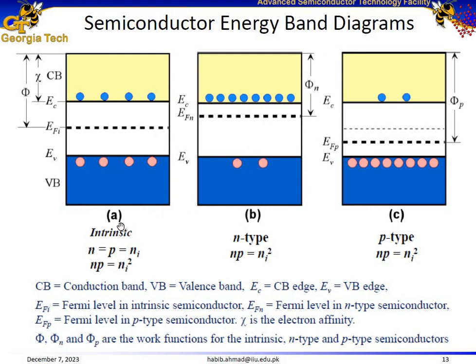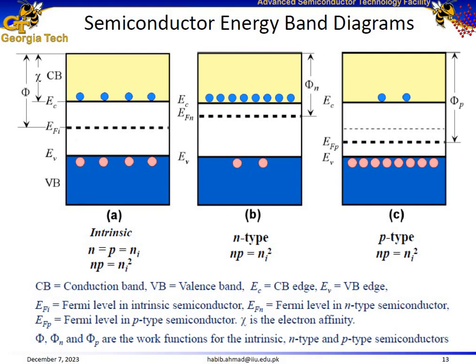Consider the semiconductor energy band diagrams. We consider intrinsic semiconductor, N-type semiconductor, and P-type semiconductor. For intrinsic semiconductor, the Fermi energy level actually lies around the middle of the band gap of the semiconductor. This depends on temperature as well, but roughly we say the Fermi energy level for intrinsic semiconductor occurs in the middle of the band gap of the semiconductor.